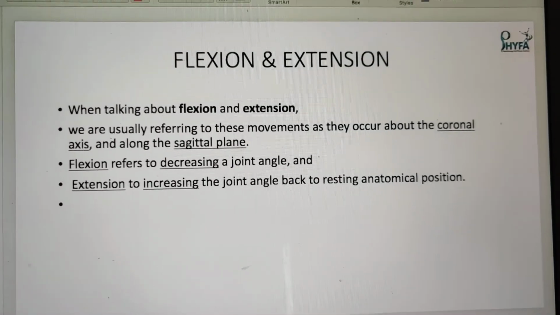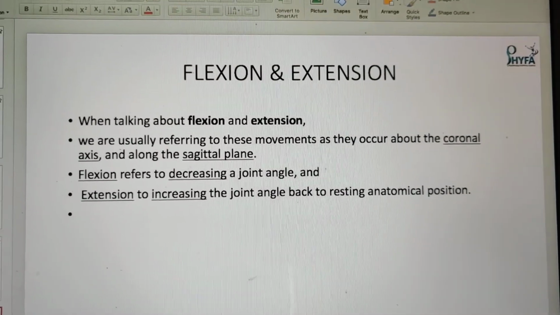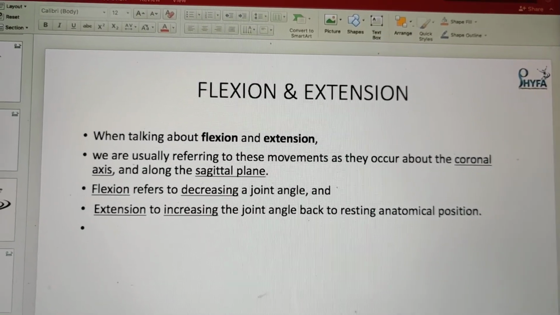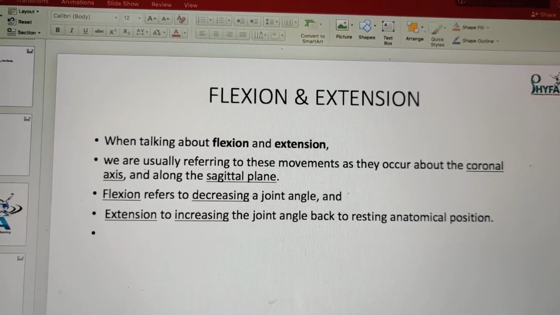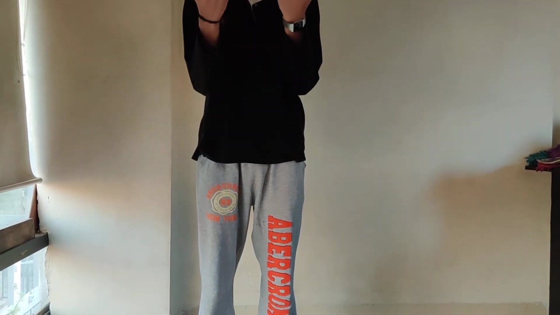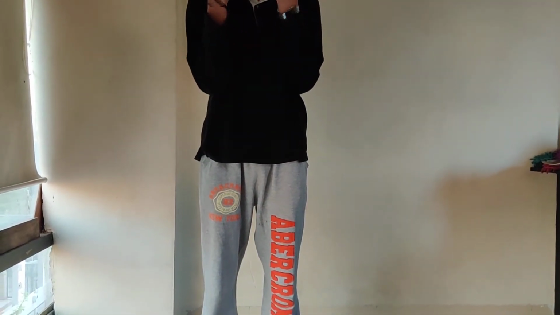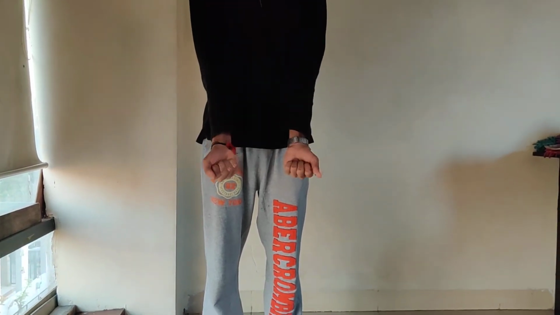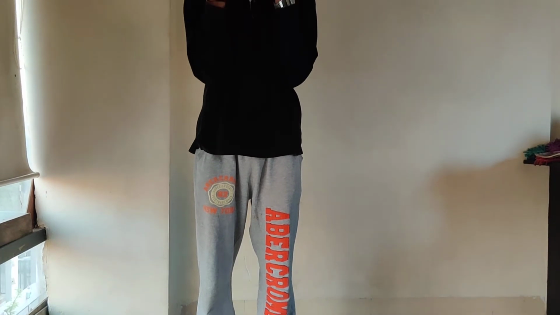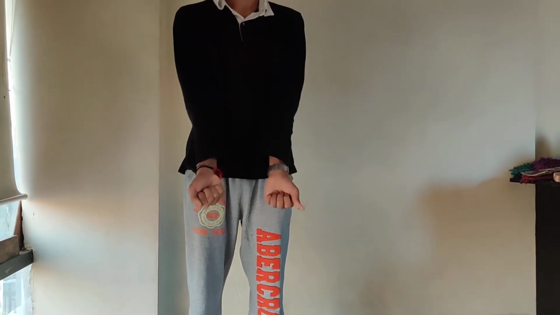First, let's start with flexion and extension. As we saw in planes, it is in the sagittal plane. Flexion refers to decreasing a joint angle and extension increasing the joint angle, as the model is doing on his elbow joint. I repeat, flexion is decreasing the joint angle, extension is increasing the joint angle back to the resting anatomical position.